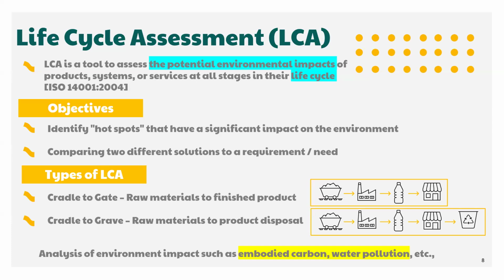So here we have got two types. Number one, which is cradle to gate. So what do I mean by that? It's basically a boundary condition. For example, you have a coffee cup and you take it from raw material extraction to the finished product.